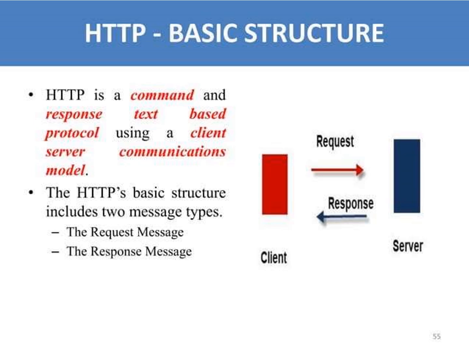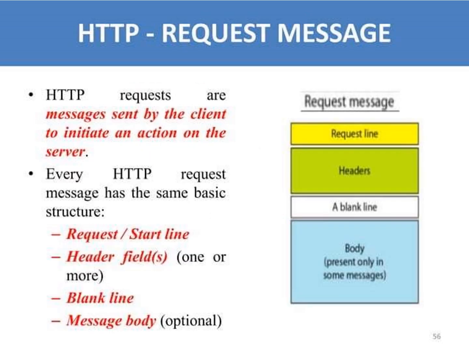The HTTP basic structure. HTTP is a command and response text-based protocol used in the client-server communication model. The HTTP basic structure includes two message types. The first one is a request message and the second one is a response message. So what is a request message? The HTTP request is a message sent by the client to initiate an action on the server. Every HTTP request message has some basic structure: first, the request or start line; second, header fields; third, a blank line; and fourth, the message body.